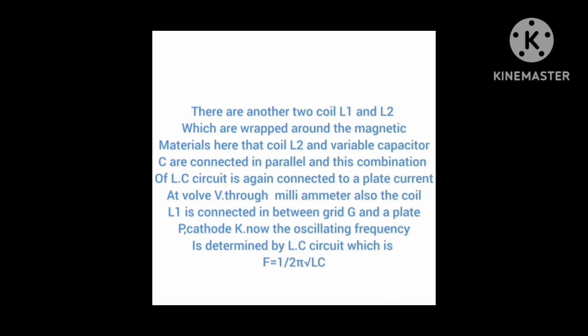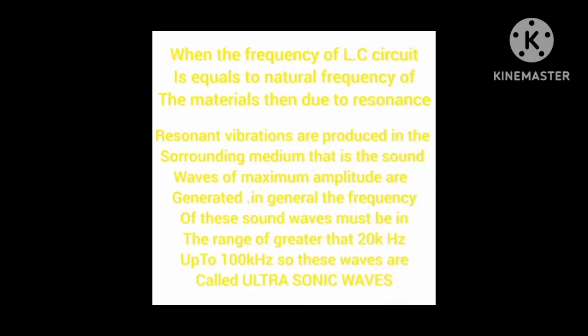Now the oscillating frequency is determined by the LC circuit, which is f equal to 1 by 2 pi root over LC. When the frequency of the LC circuit equals the natural frequency of the material, then due to resonance, resonant vibrations are produced in the surrounding medium, that is, sound waves of maximum amplitude are generated. In general, the frequency of these sound waves is greater than 20 kHz up to 100 kHz. So these waves are called ultrasonic waves.